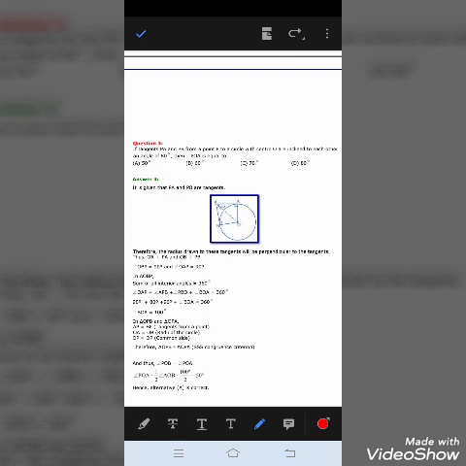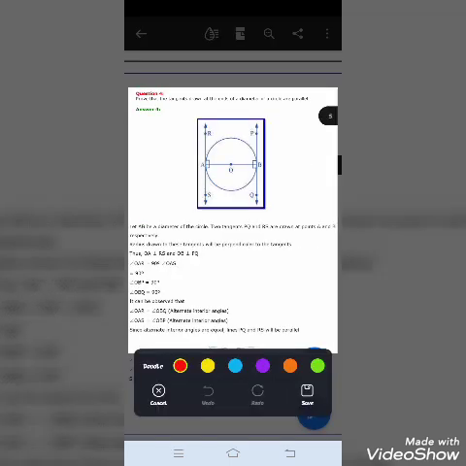Okay, thank you. Now we will focus on question number 4. Prove that the tangents drawn at the ends of a diameter of a circle are parallel. How will they be parallel? So let's start with the answer. The figure is already given. This is the circle, and these are the parallel lines.